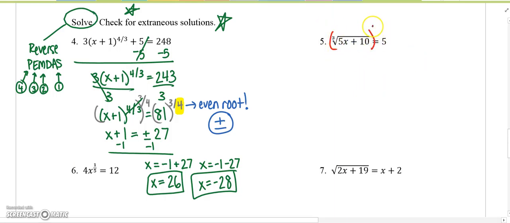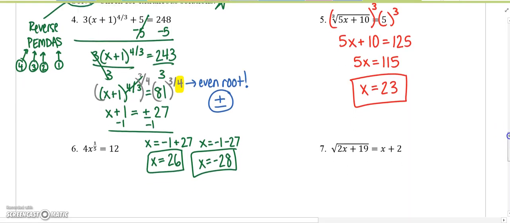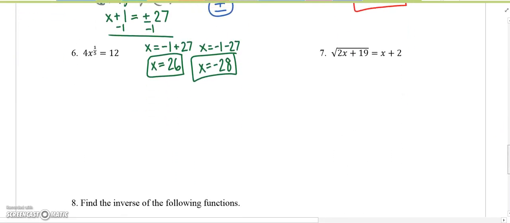To get rid of a cubed root, we just cube both sides. And then you would finish solving from there. So subtract 10, and divide by 5. And that should give us 23. Once again, make sure you check. I've already checked, so I know it works, but you need to make sure you check.